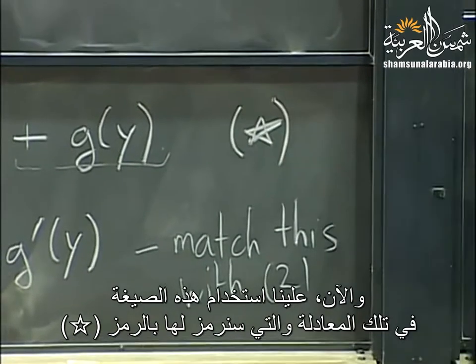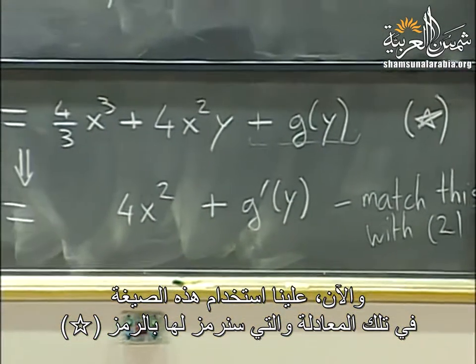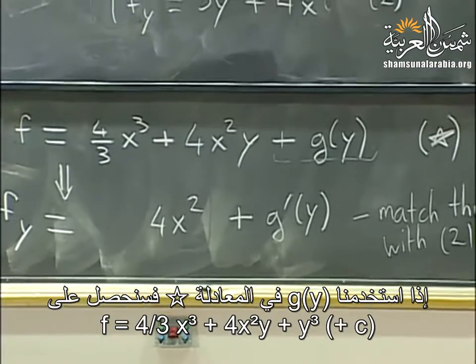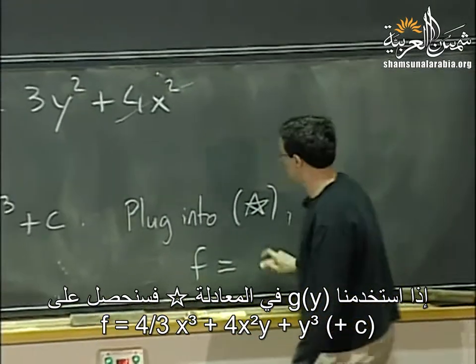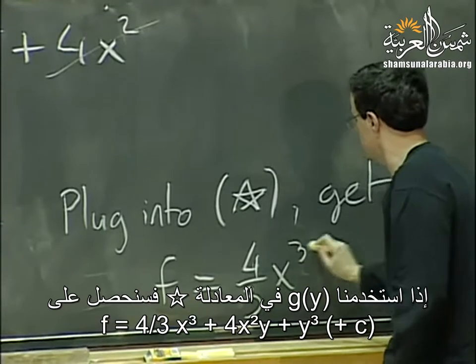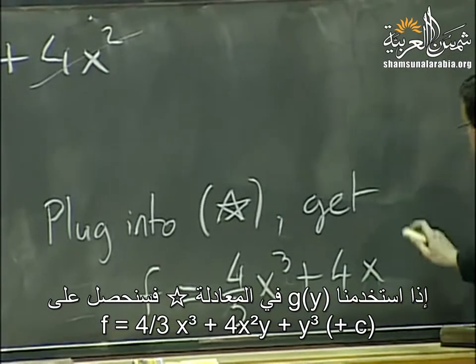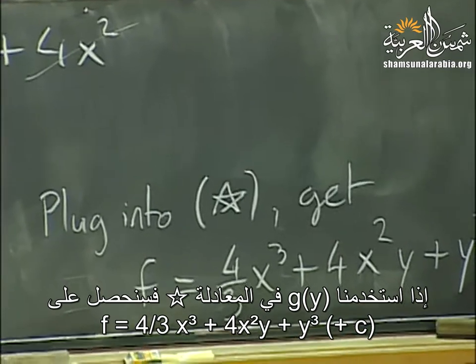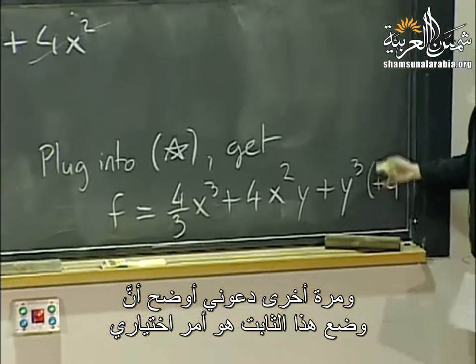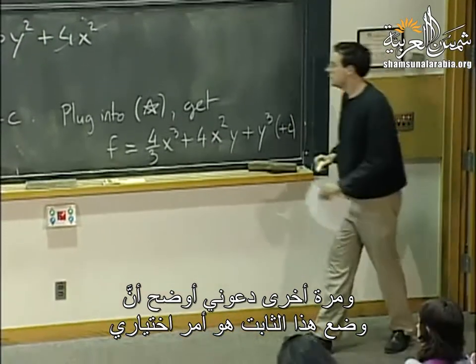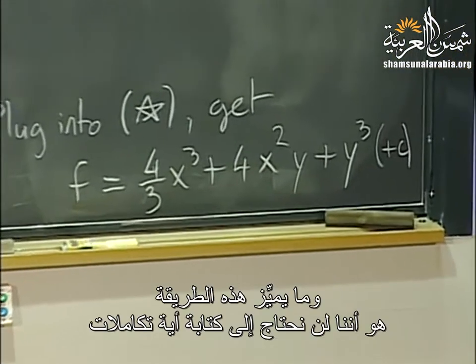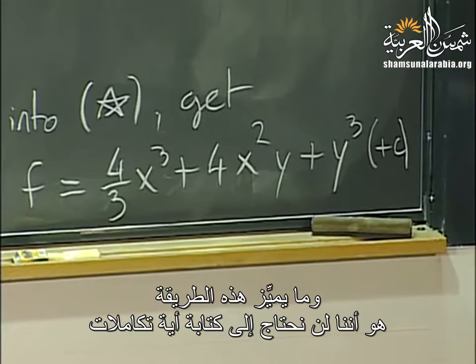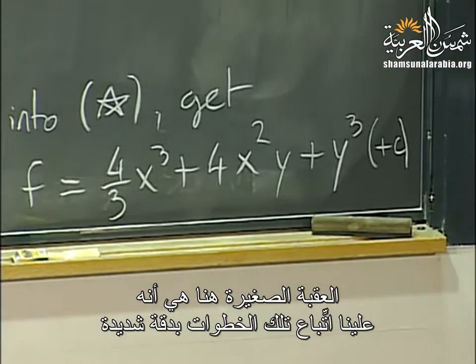Now we just plug this back into this one, let's call it star. If we plug this into star, we get f equals 4/3 x cubed plus 4x squared y plus y cubed plus constant. Again, this constant is optional. So you see, the advantage of this method is you don't have to write any integrals. The small drawback is you have to follow this procedure carefully.